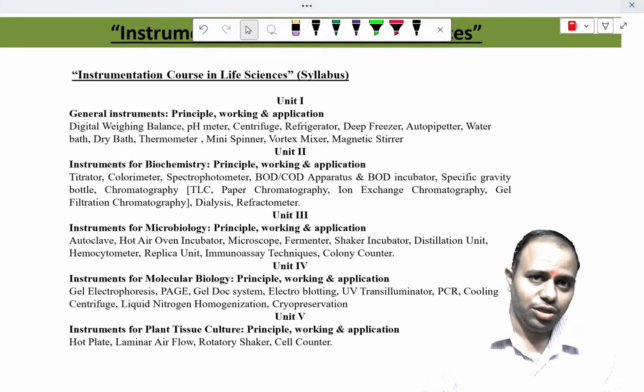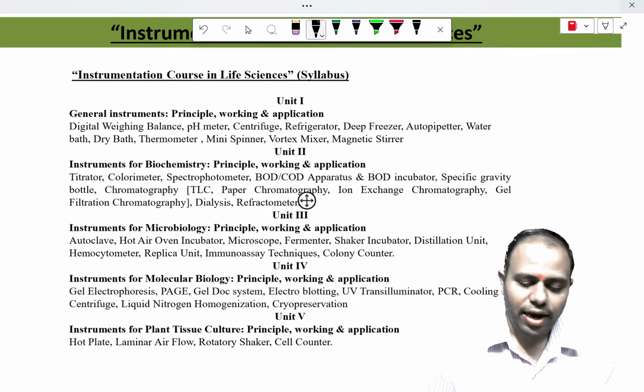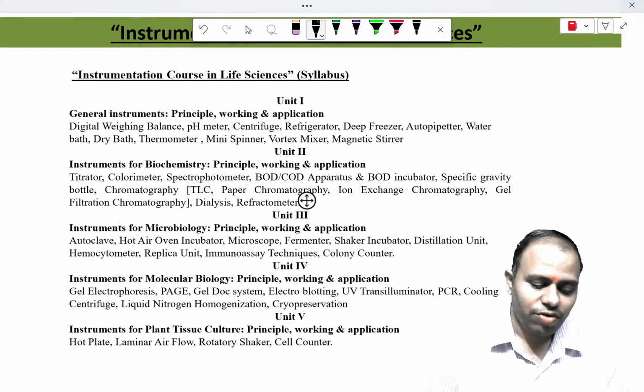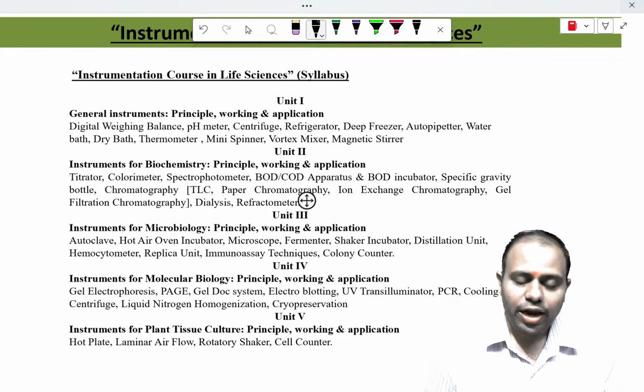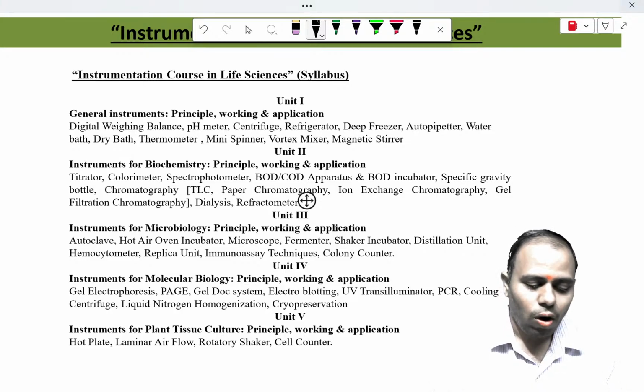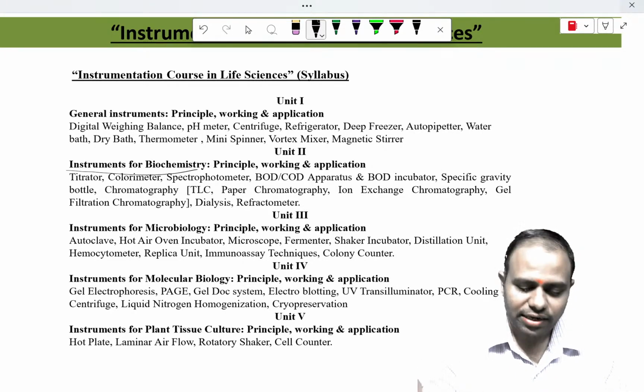First of all, unit 1 has general instrumentation, principle, working and application of all the general instruments that may be present in a biology lab. First of all, there will be digital weighing balance, pH meter, centrifuge, refrigerator, deep freeze, autopipetter, water bath, dry bath, thermometer, mini spinner, then vortex mixer, magnetic stirrer. These are all the general instruments that are present in a general biological laboratory. Then we are going to see instrumentation specifically for biochemistry and related subjects, its principle, working and application in detail.